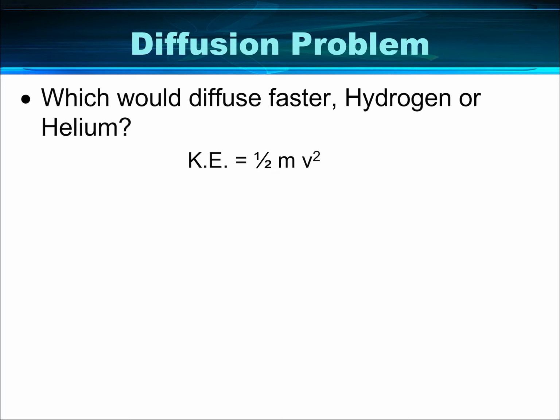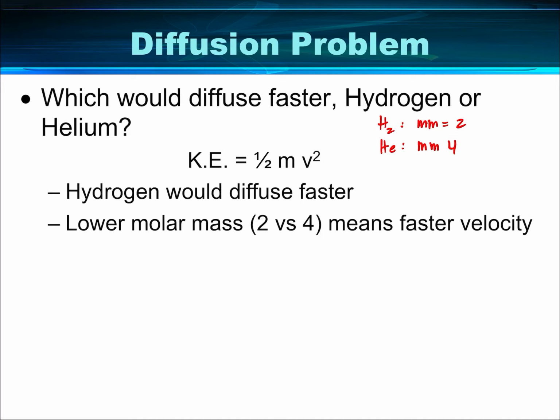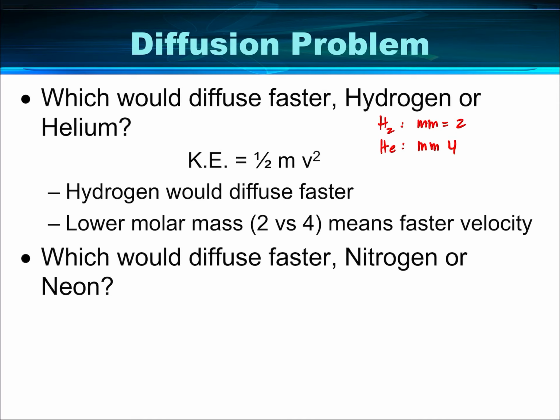So which would diffuse faster, hydrogen or helium? Okay, so hydrogen, H2, has a molar mass of 2, and helium has a molar mass of 4. So again, hydrogen would diffuse faster because it has a lower molar mass, which means faster velocity.